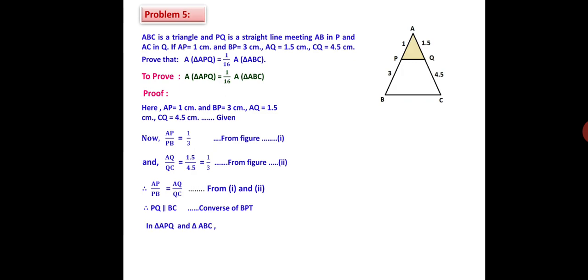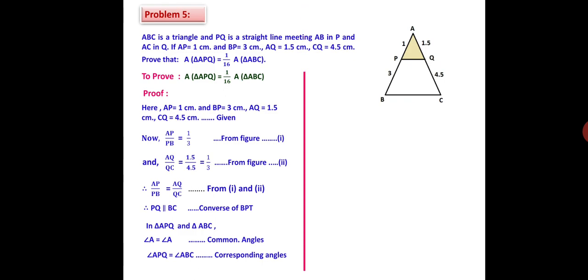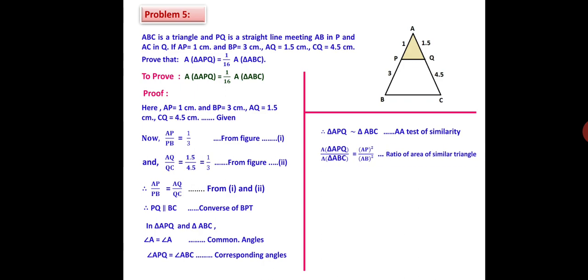Now in triangle APQ and triangle ABC, see, angle A is congruent with angle A, which is the common one. Angle APQ is congruent with angle ABC, these are the corresponding angles. So what you can write now? Triangle APQ is similar to triangle ABC by the test of similarity. Therefore, these two triangles are similar. Therefore, area of triangle APQ upon area of triangle ABC will be AP square upon AB square. That is the ratio of areas of similar triangles.